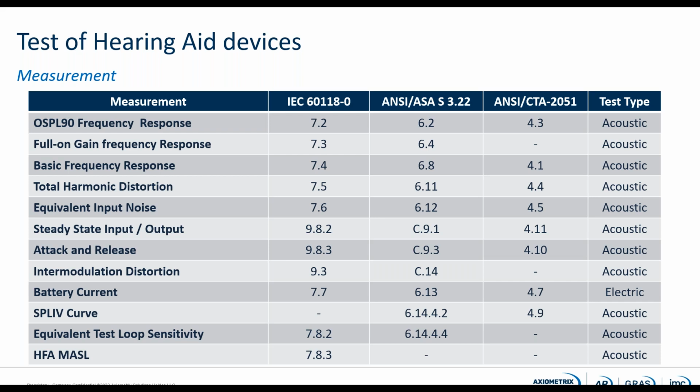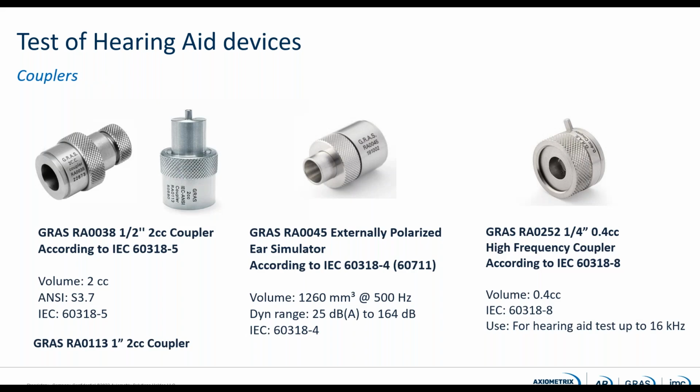Most of the tests we are talking about here are acoustical tests. With acoustical tests, I mean a test where we have an input signal, a sound source from a speaker, and then we listen to the output of the hearing aid with an ear simulator or an ear coupler. If we look at the ear couplers available for these tests, then there are 3 main couplers, actually 4 couplers.